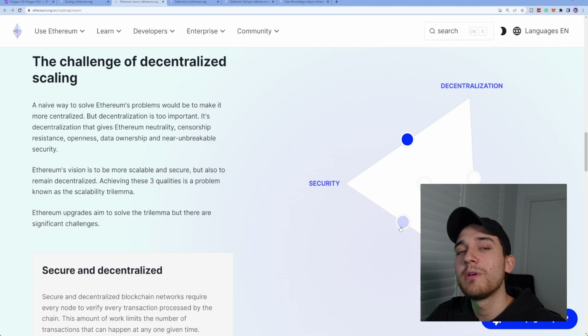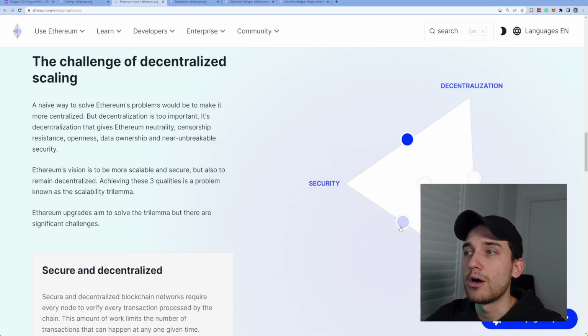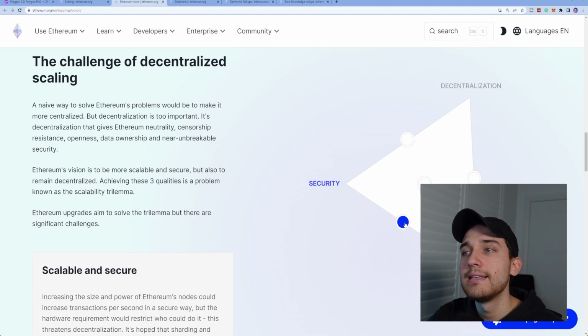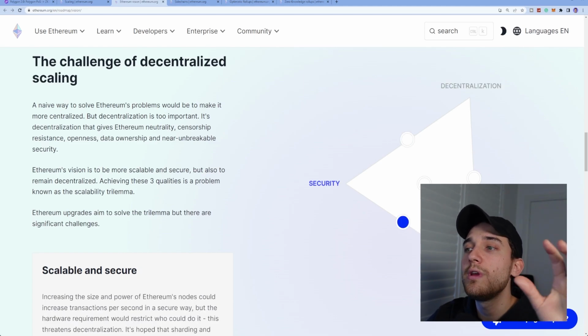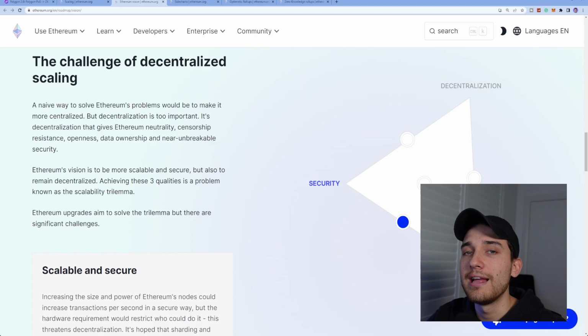Where Polygon POS and other companies like Optimism and Arbitrum come in is they're sacrificing some part of the scalability trilemma to increase the throughput and decrease the transaction fees, which in the process is improving the scalability of the chain. This is why Ethereum doesn't just, you know, make it more scalable. It's not that simple. There needs to be some kind of sacrifice when you're improving the scalability of your chain.